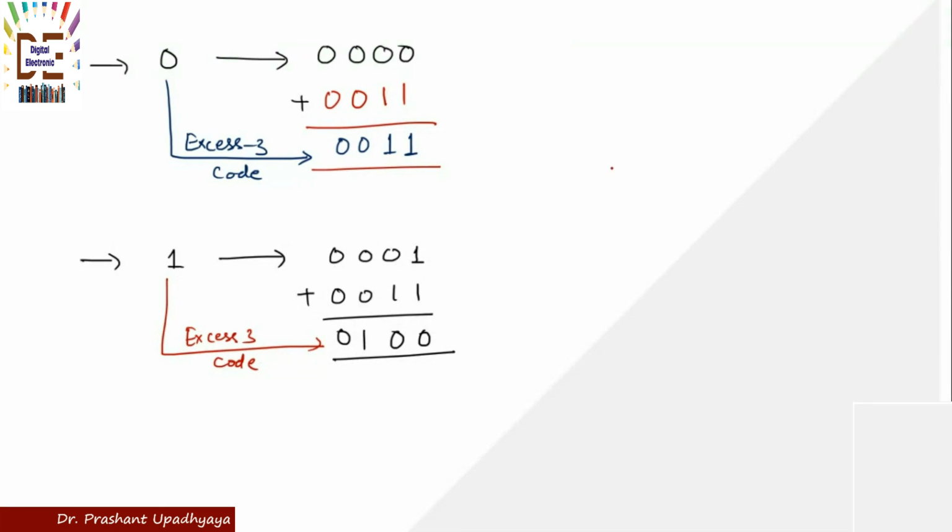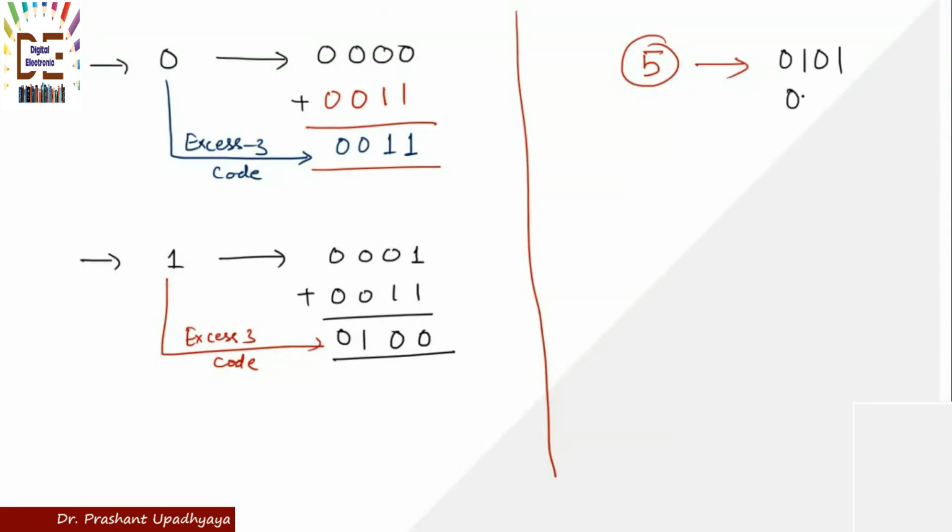Take out the excess 3 code of 5. How will I write 5? 8421 is 0101 and add 0011. So I am going to add it. 1 plus 1 is 0 with carry, 1 plus 1 is 0, 1 plus 1 is 0, then 1. Okay, so this gives 1000. So this is your excess 3.